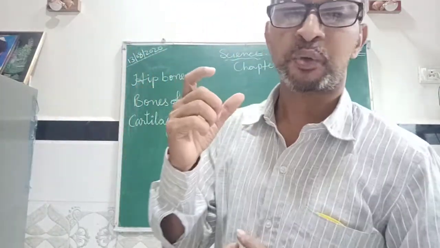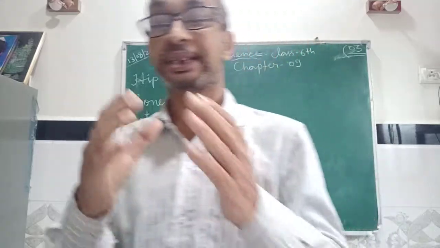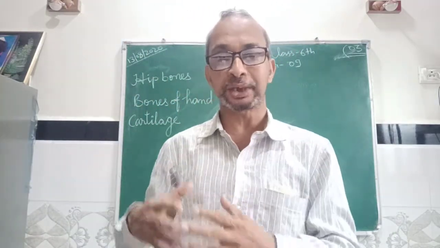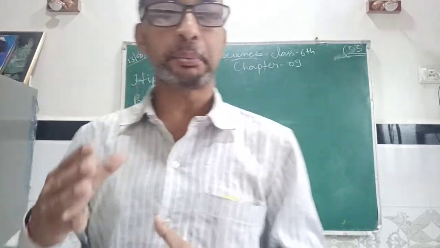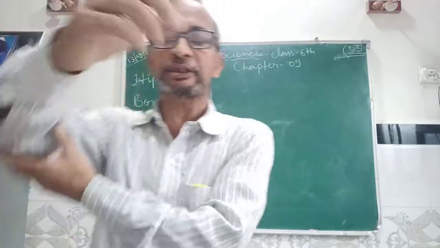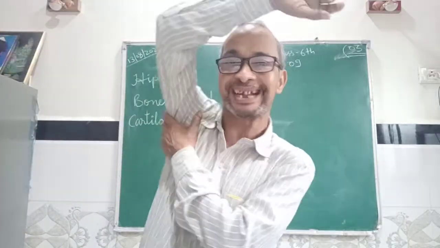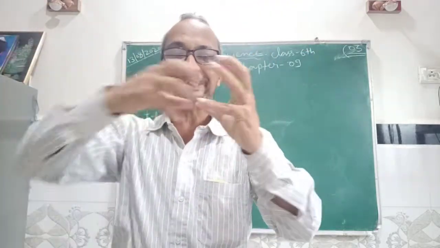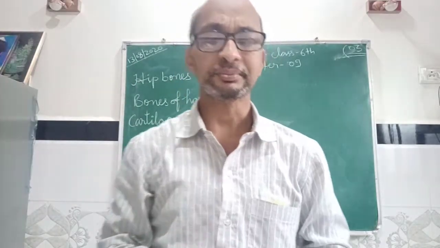The thigh bones of our legs are joined to the hip bones by the ball and socket joint. Ball and socket joints move in only one direction, like this. Ball and socket joints.